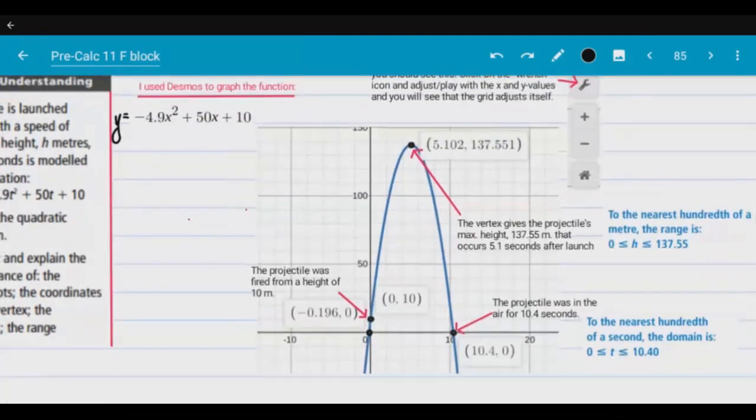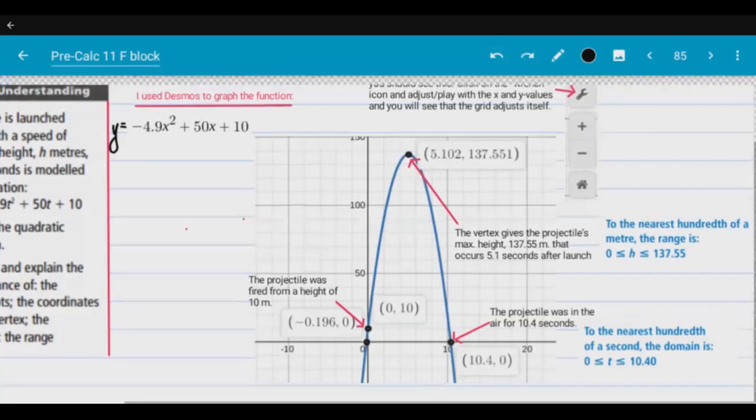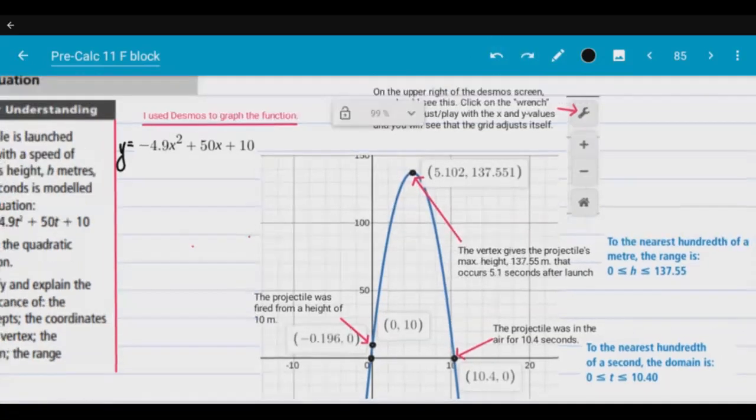When you click on the intercepts, at the beginning, it will not show what those values are. But when you click on those intercepts, it will give the values. This one is negative 0.1960. This one is 10.40. This y-intercept is 0.10, and this maximum point is 5.102, 137.551. So let's take a look.